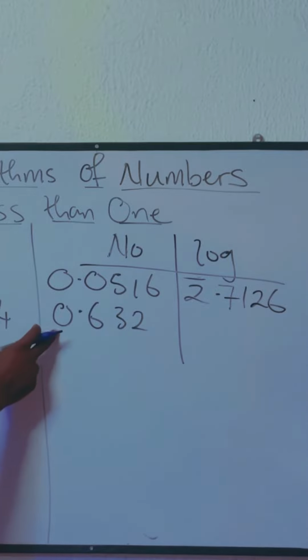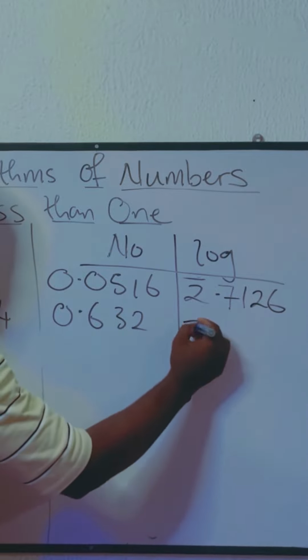Okay, next, 0.632. How many zeros here? Just 1. So that's going to be bar 1. Point.